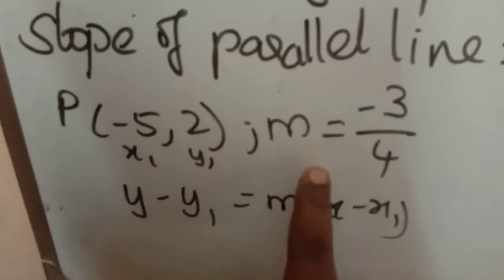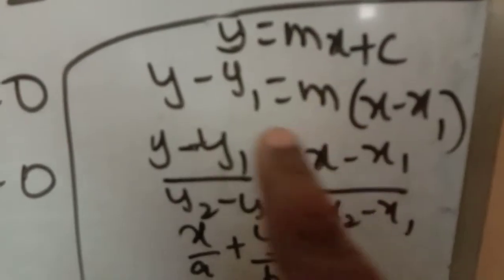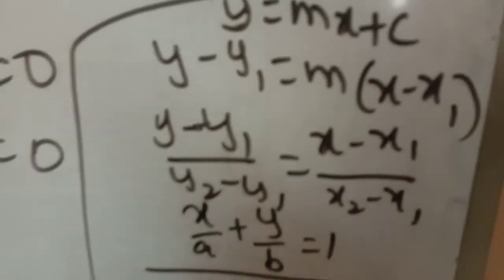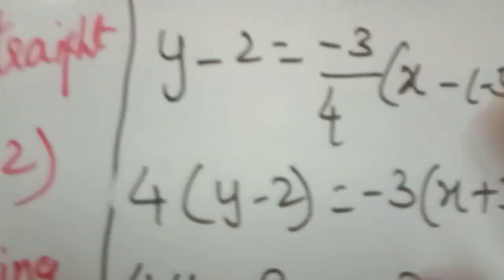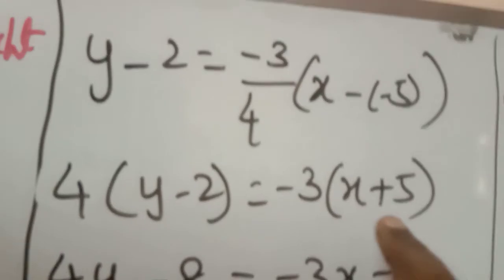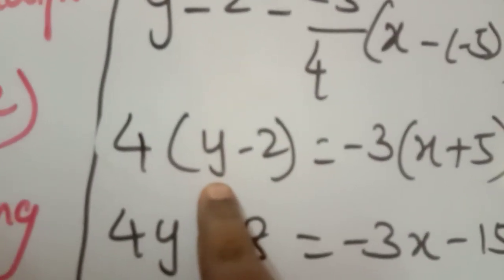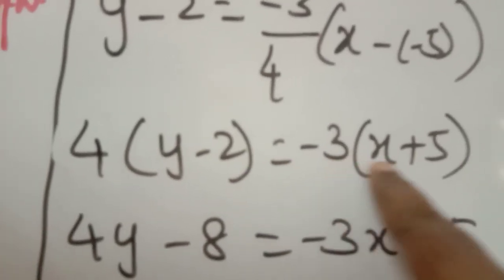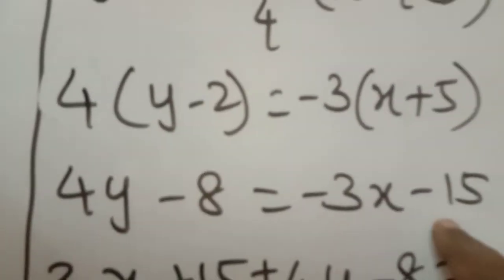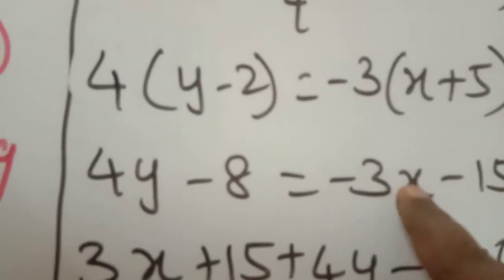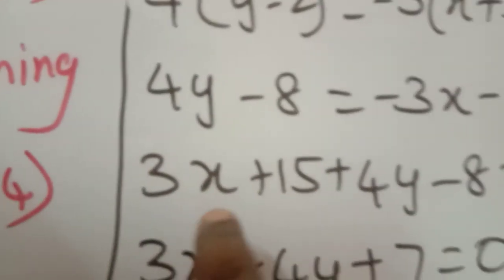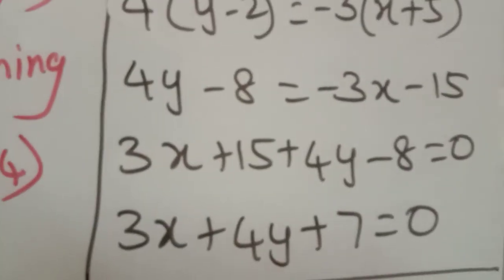Now we have to find the equation. We know the equation: if slope and one point are given, y minus y1 is equal to m into (x minus x1). Now substitute in that. Minus of minus 5, x plus 5, and y minus 2. Bring the 4 here and multiply 4 in the bracket. 4y minus 8 is equal to minus 3x, minus 3 into 5, minus 15. X is negative, so bring these two terms to the left hand side and if you simplify you will get the answer.